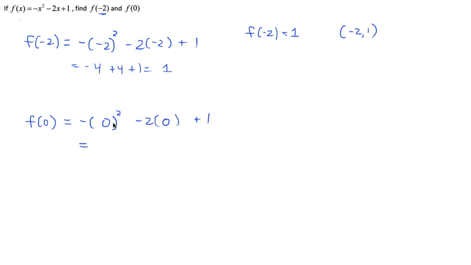Of course, 0 squared is just 0. Minus 0 plus 1. So we also get a 1 as the answer here. So f of 0 is equal to 1. And once again, we don't need to do this here, but we can write that as an ordered pair, in this case, 0 comma 1.